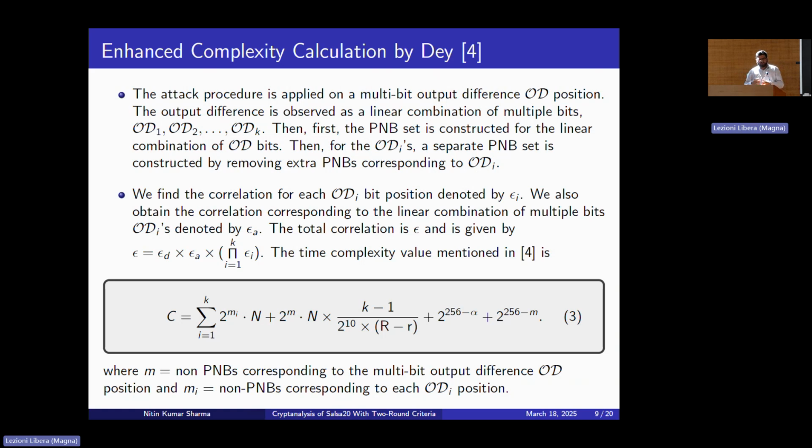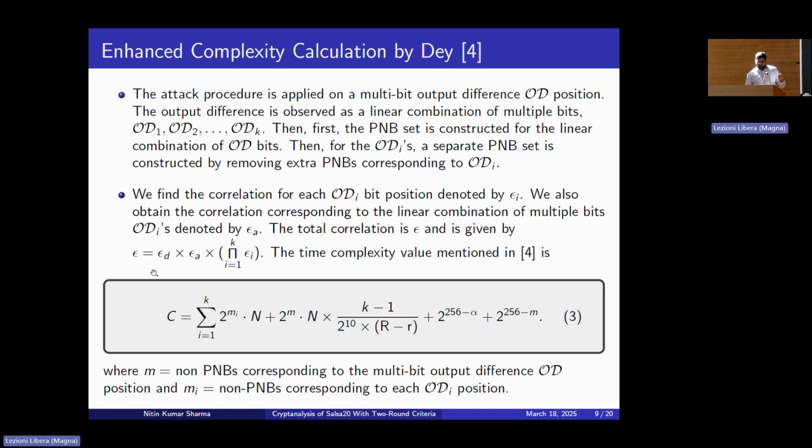So what he has done, instead of just going for the XOR PNB for the XOR value, we have obtained PNB for each OD bit position. So OD1, OD2, ODK, we have obtained PNB for every position, and then the set of PNB increases. This helps us in improving the complexity. So the formula is given here. Here I'll tell you a few things.